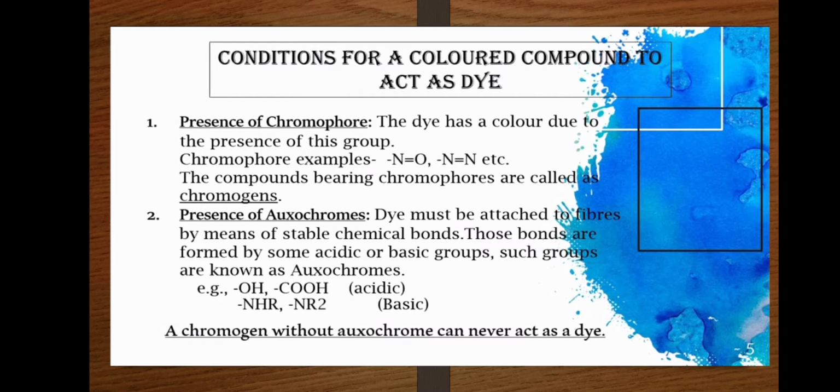Second, presence of oxochromes. Dye must be attached to fibers by means of stable chemical bonds. These bonds are formed by some acidic or basic groups. Such groups are known as oxochromes.